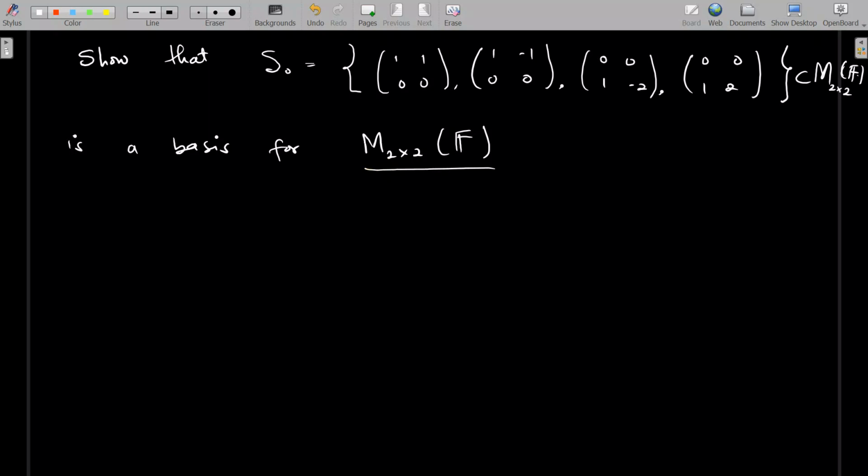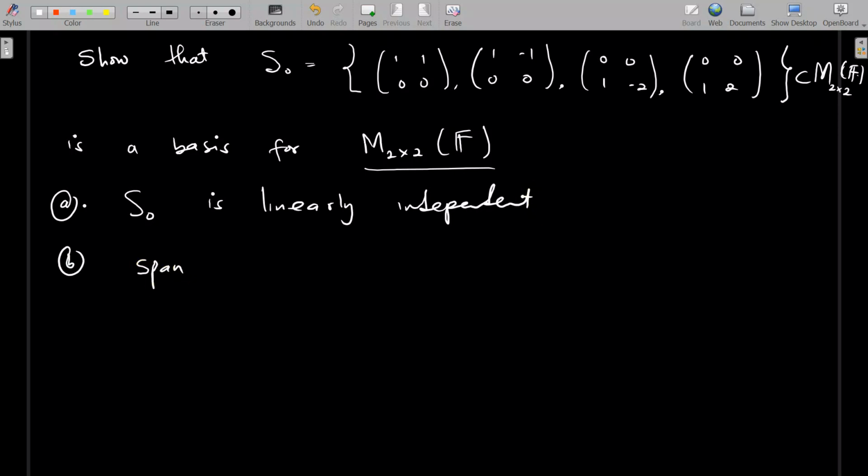And to show this, there are two things we mentioned earlier that we need to show. The first one is that the set S naught is linearly independent. And the second thing is you're supposed to show that the span of this S naught gives the vector space of the 2 by 2 square matrices. Okay, and this F is the field.